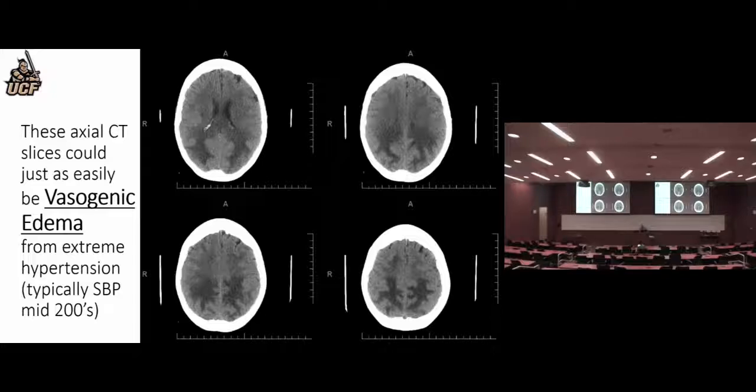So the thing about vasogenic edema is it usually doesn't go all the way to seemingly connect up with the skull. You have this white matter left. So if you see that, it's not going to be stroke edema. It could be tumor edema.